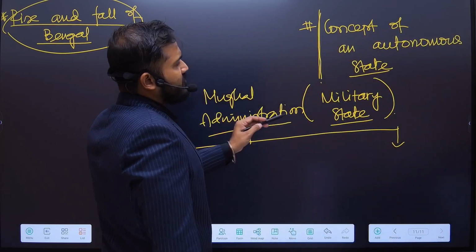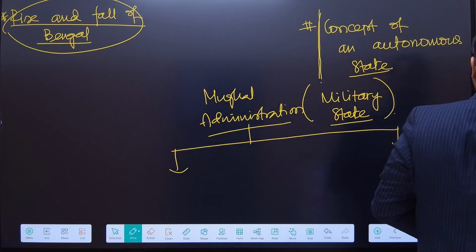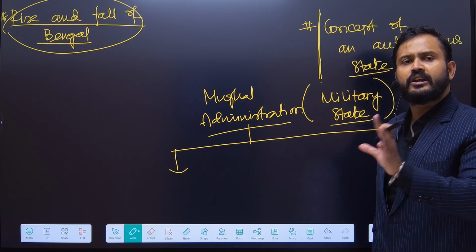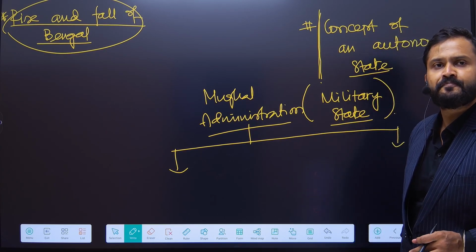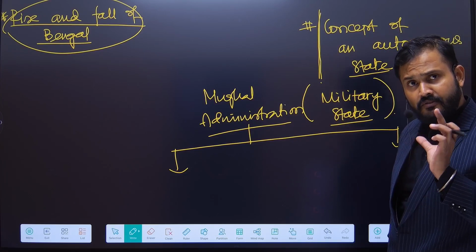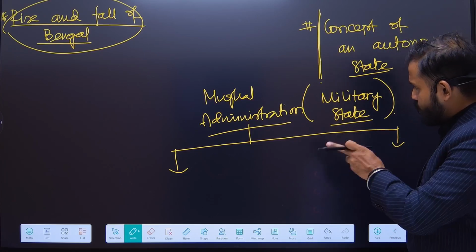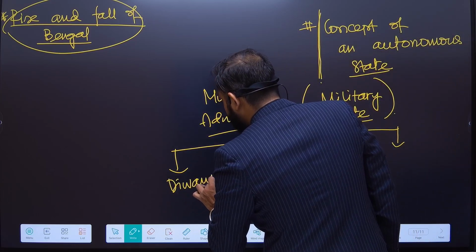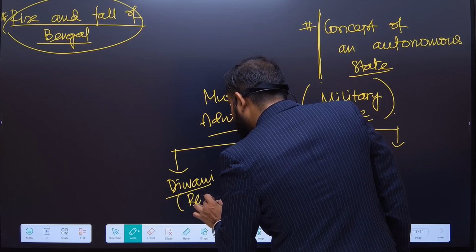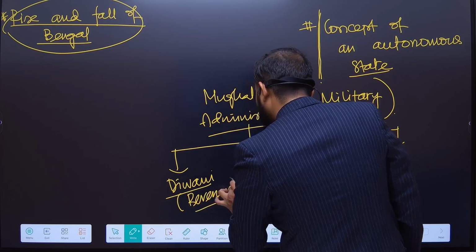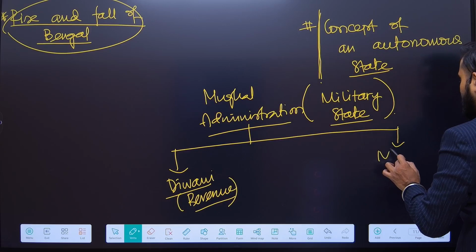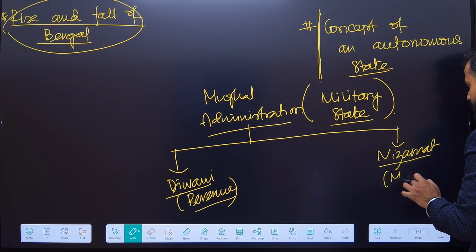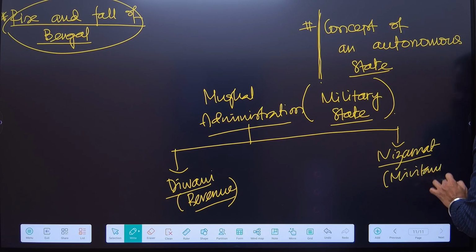A military state means there is no difference between the civil administration and the military administration. For every administrative unit within the Mughals, they have 2 components. One, Diwani or the revenue, and Nizamat or the military. Please keep on writing alongside.